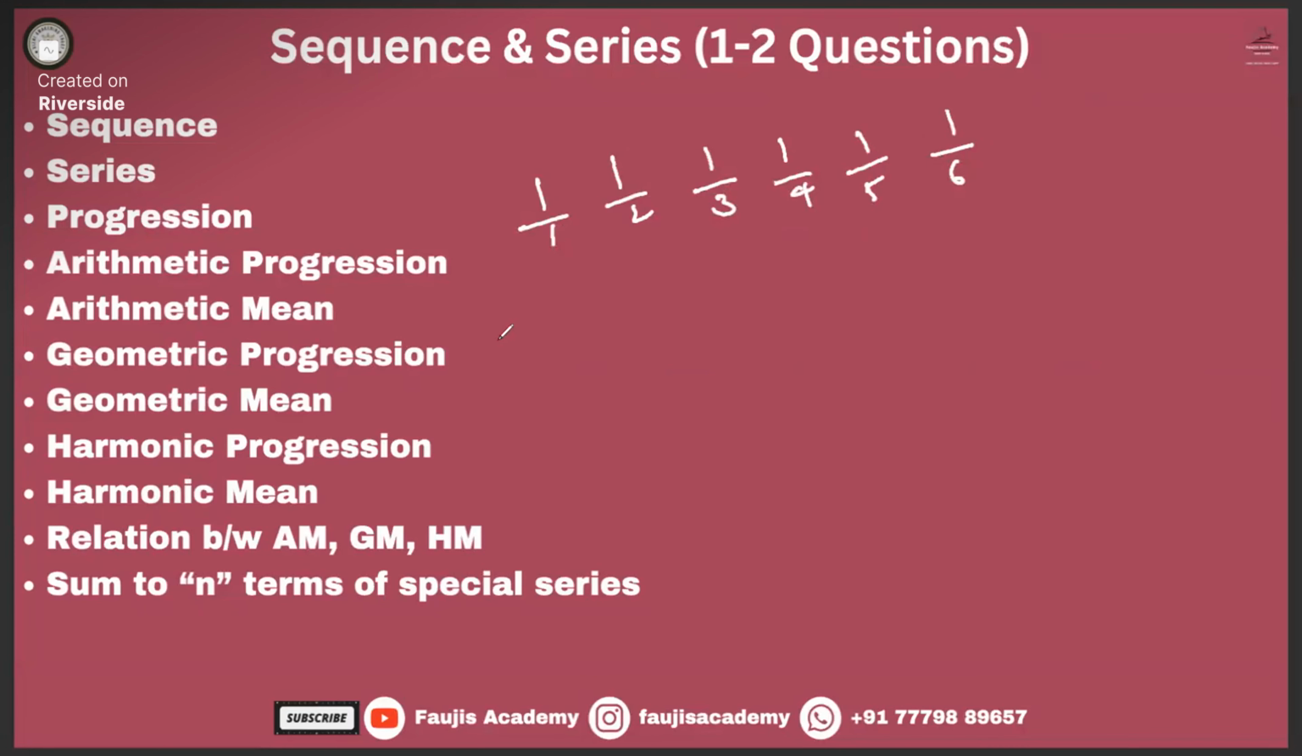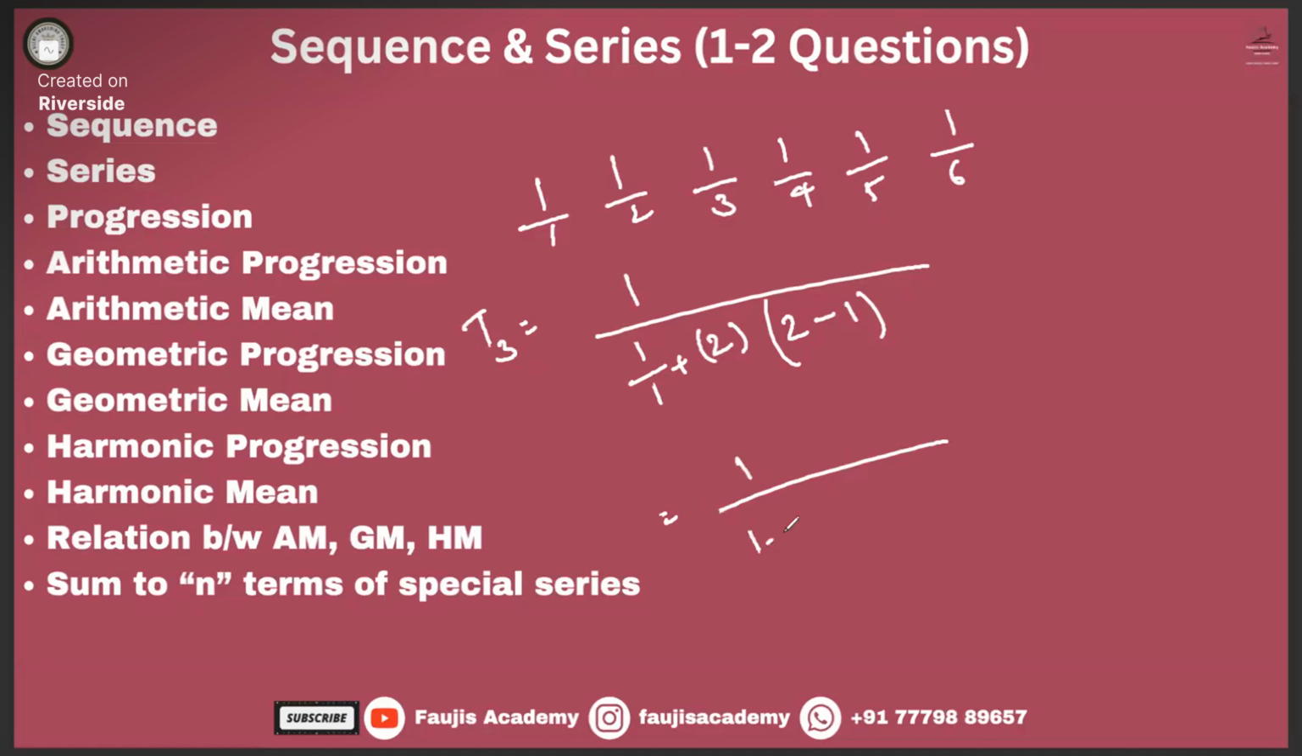Right. Let's find out term 3. Term 3 is what? 1 divided by first term plus n minus 1 means 2 into 1 by A2. 1 by A2 means 2 minus 1 by A1. That means 1 itself. How much is that? 1 divided by 1 plus 2. This is your term 3.